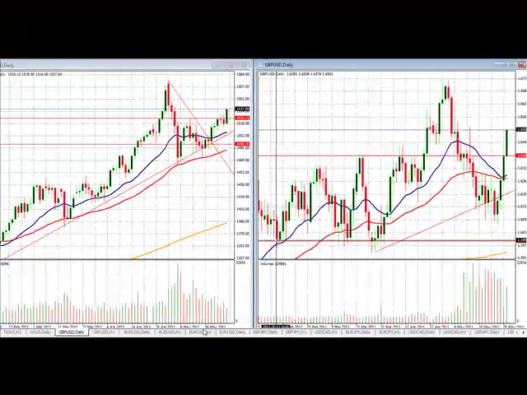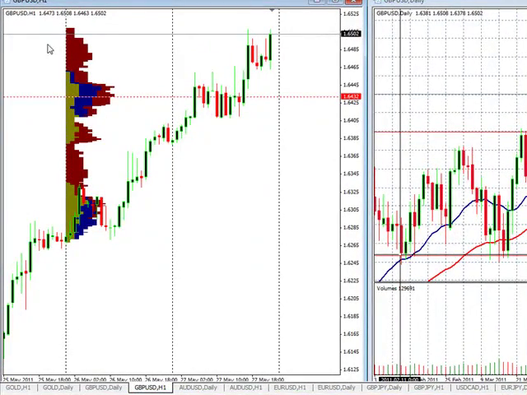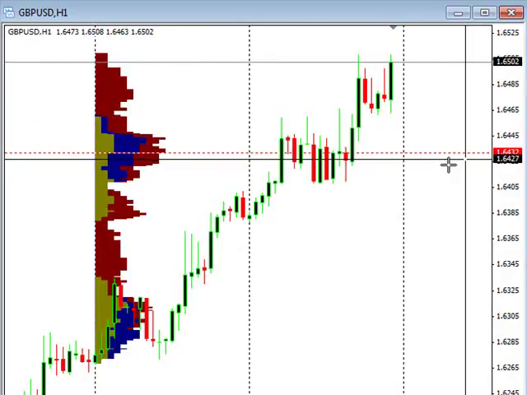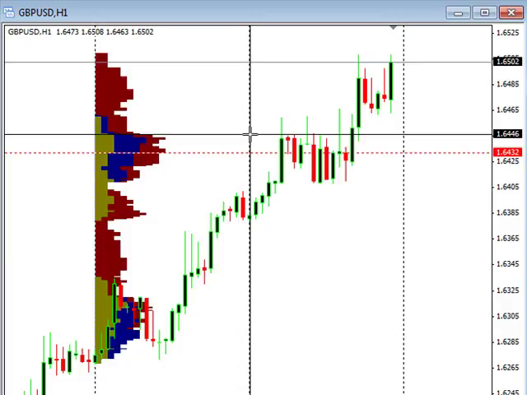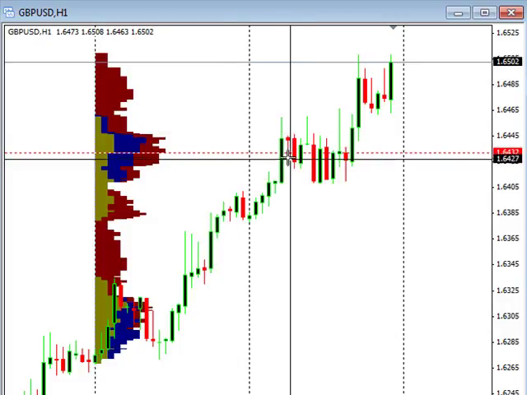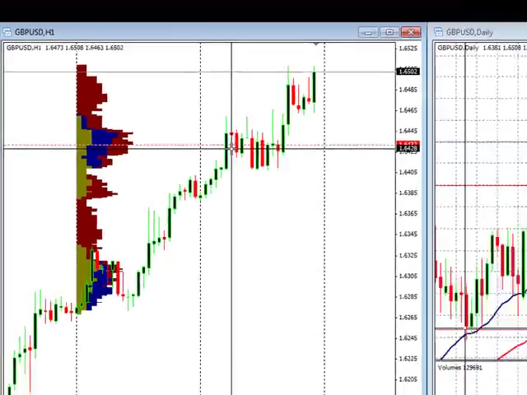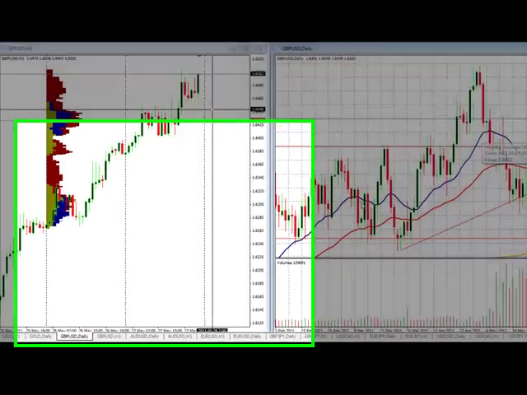Now when we bring in our market profile, we can see that the point of control is at 1.6432. And the top of that is at 1.6446. So there is a little volume support below us, which would be basically halfway of the daily candle. So I think we're okay. Let's see what happens on the pullback.